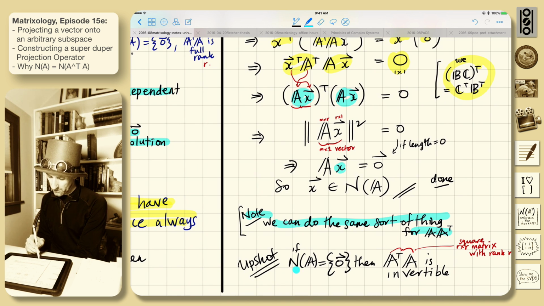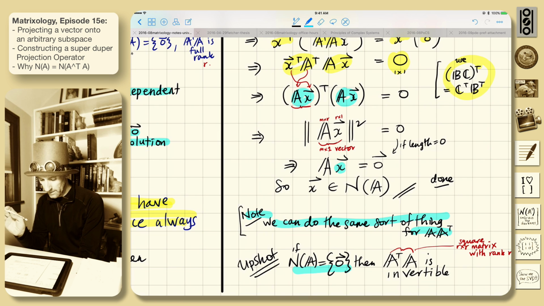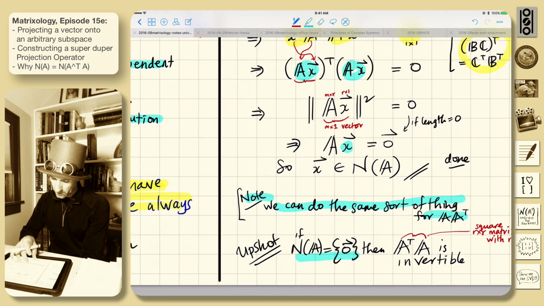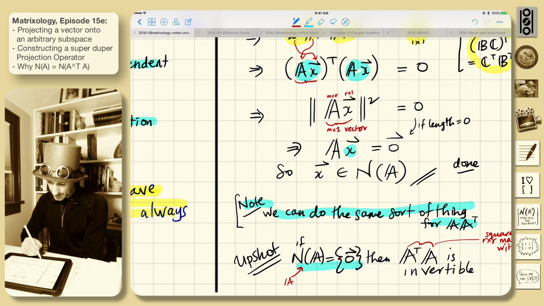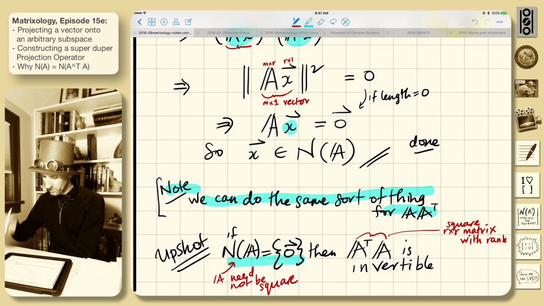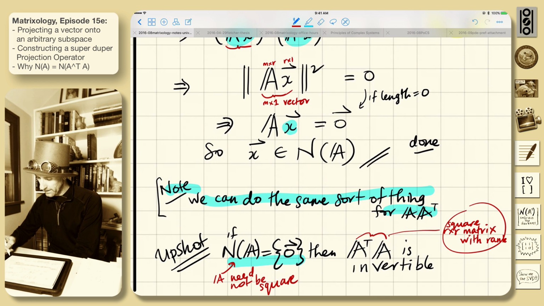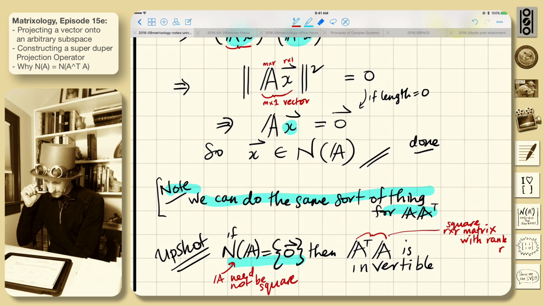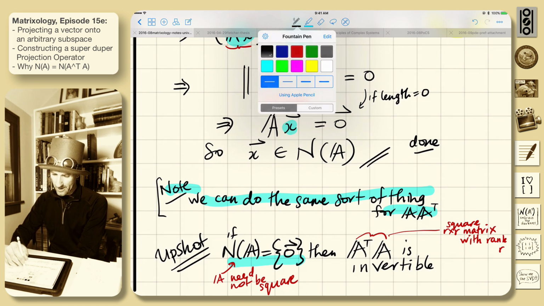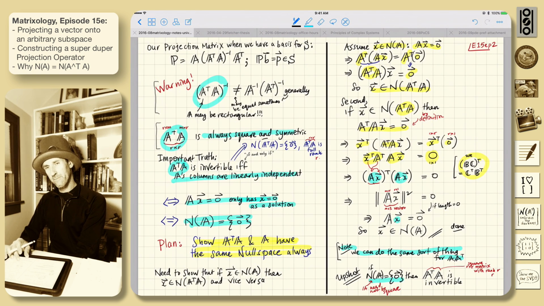So the upshot is that if the null space of A is 0, doesn't matter what A is, could be rectangular, fine, so A need not be square, then this matrix, which is a square R by R matrix with rank R, it's a great matrix, is invertible. So that's pretty super. I know you're excited. You should be. It's just a nice thing.